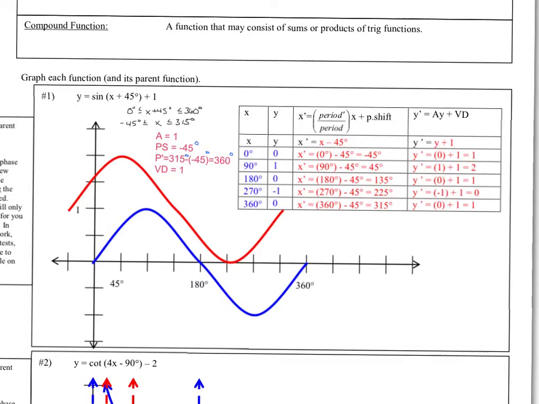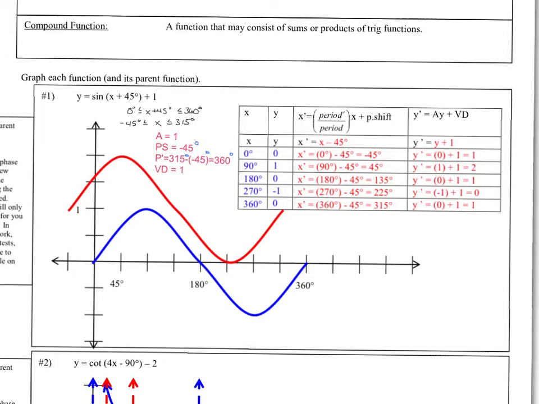Then for the x and y values for our other graph, the red one, negative 45 degrees is 1, so I put a dot there. 45 degrees is 2. Then we have 135 is 1. Then we have 225 is 0. And then finally we have 315 is 1.